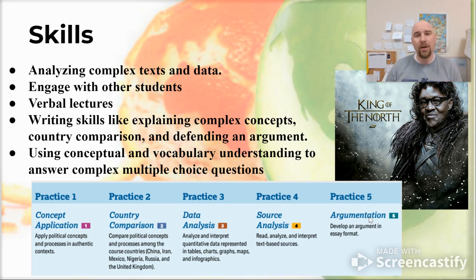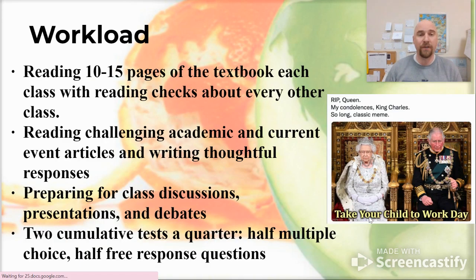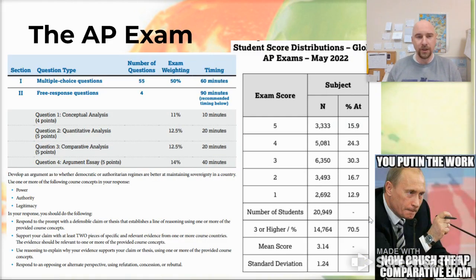If you don't have any background knowledge with these countries, it's really okay. But the application of skills is far, far more important. What's the workload like? We'll be reading from the textbook about 10 to 15 pages for every class day in anticipation of each class. We'll look at a lot of current events and a lot of working on reinforcing those writing skills, working on class discussions and presentations, and we'll have two tests per quarter, which is a mix of multiple choice and FRQ.